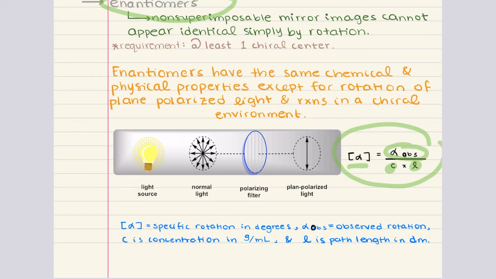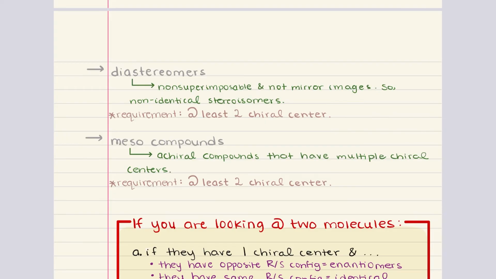The second scenario is in chiral environments. In the presence of a chiral reagent or catalyst, enantiomers may react differently, and that makes this distinction very important in biological systems where molecules are inherently chiral. So, once again, enantiomers have the same physical and chemical properties in achiral environments, but they behave differently in 2 specific scenarios. The first one is in regards to how they rotate plane polarized light, and the other scenario is in chiral environments. With that, let's discuss diastereomers.